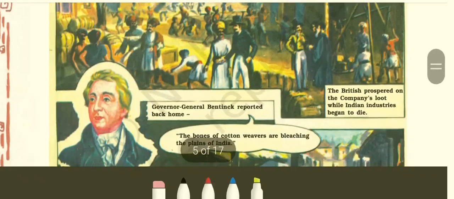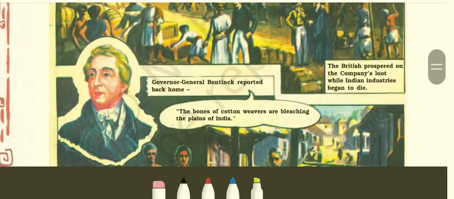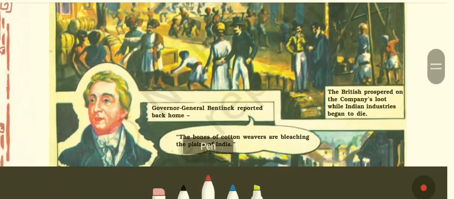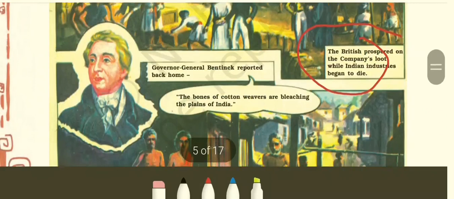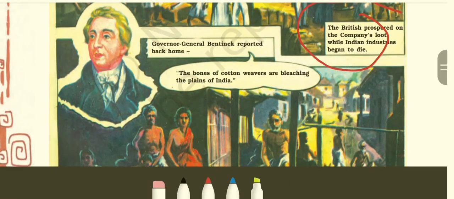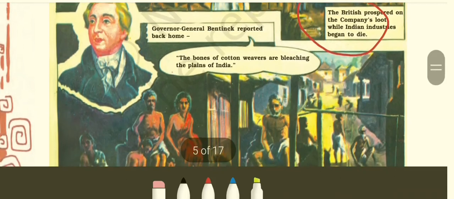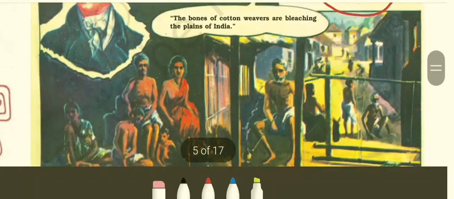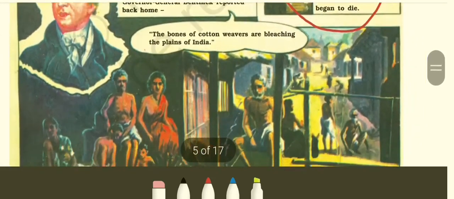Okay, so what happens? Governor General Bentinck reported back home. So Bentinck went back home, and what does he say? Okay, I missed out on this point. See this one. He says the British prospered on the company's loot while Indian industries began to die, isn't it? So British industries were having a booming time while Indian industries were dying. So Governor General Bentinck reported back home. He says the bones of cotton weavers are bleaching the plains of India. Okay, so cotton weavers are what they are talking about. They have been targeted specifically, and he has given a very cruel review back at home.